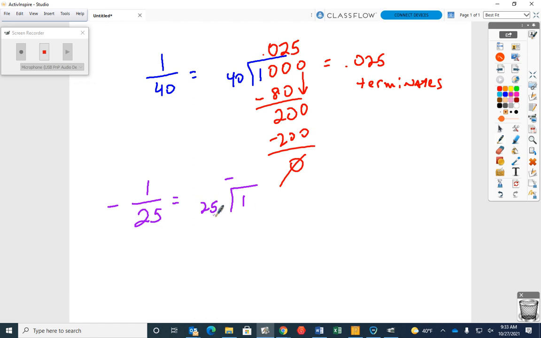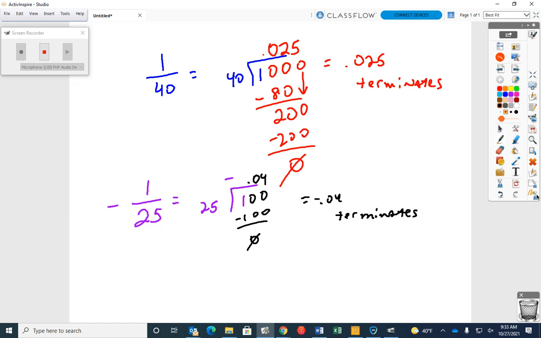Well, how many 25 is going to 1? None. I got to add a decimal and a what? 0. So add a decimal 0. How many 25 is going to 10? 0. So I can put a 0 here. Add another. How many 25 is going to 100? 4. Okay, did this terminate? So this would be negative 0.04, and it terminates. Okay? Before I go any further, does everybody understand how this works so far? Yeah? Okay. Can I erase this?